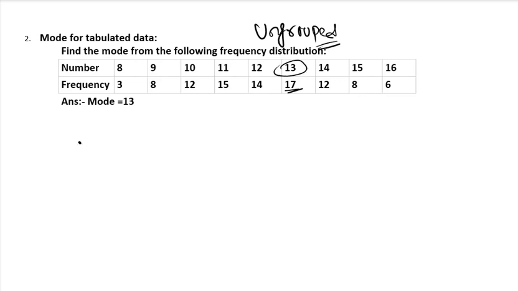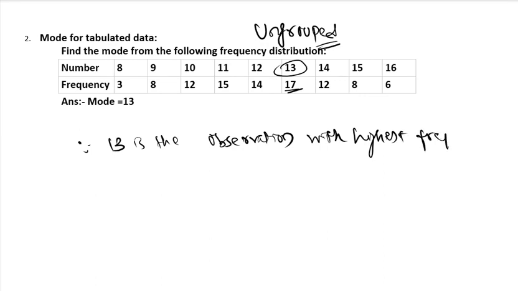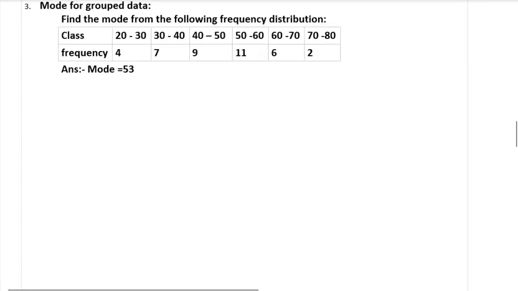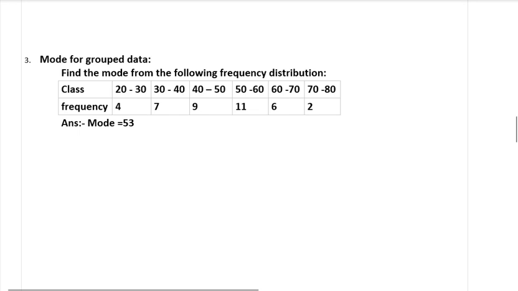13. So since 13 is the observation with highest frequency, therefore mode is equal to 30. That observation is mode which has the highest frequency, right? So that is your second question, and the last question is about mode for grouped data.